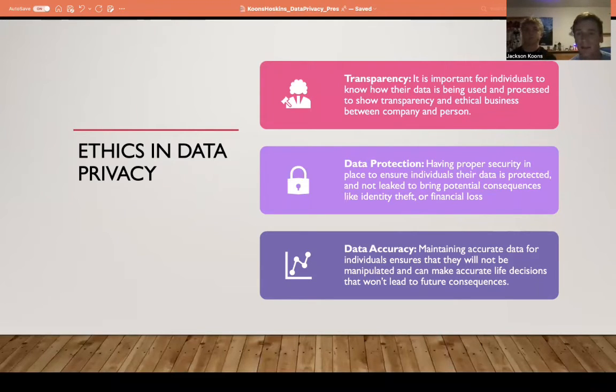The next along those lines is data protection. They want to make sure that they have the best security for all their personal information and data, and that it's not going to be leaked, bringing potential consequences like identity theft or financial loss. And the last thing is they just want to make sure their data is accurate. Maintaining accurate data ensures that they will not be manipulated, and they can make appropriate and accurate life decisions that won't lead to any sort of consequences in the future.